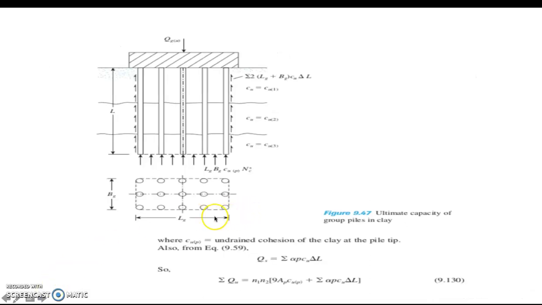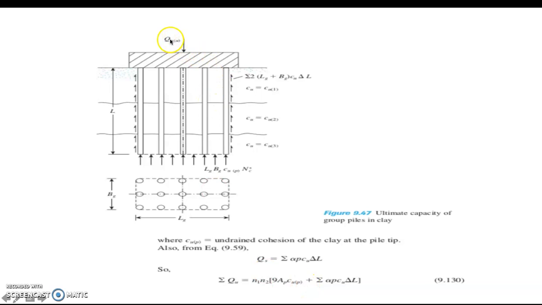So this is the figure that was described in our discussion a while ago. So we have here the ultimate capacity of group piles in clay. So our Q sub P here is for our undrained cohesion of clay at the pile tip. So our Q sub S equal to this. So we simply have now this expression.